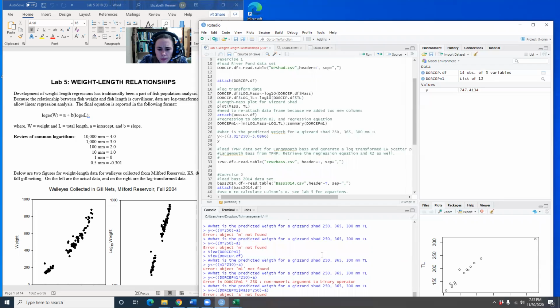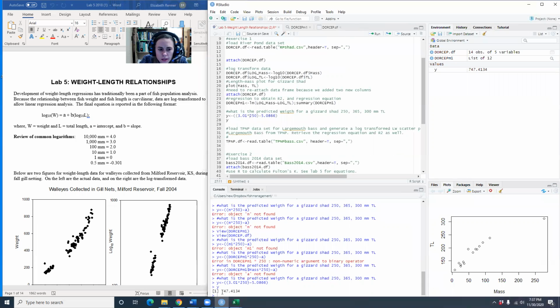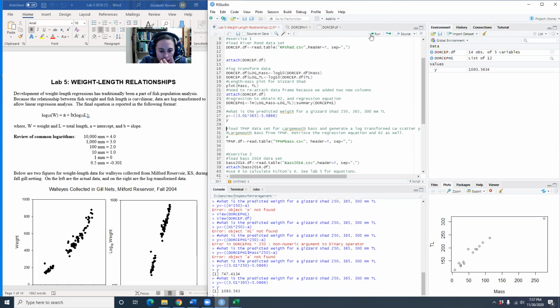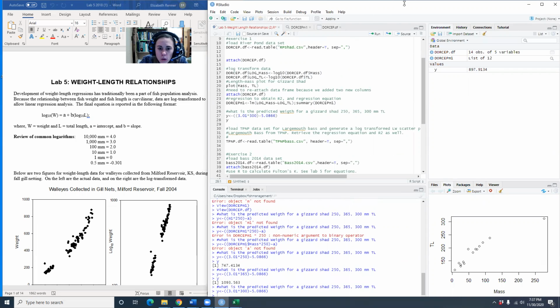We get y. Predict a is not bound. What in the Sam Hill? Okay, so there's our y estimate. 747 millimeters is the predicted. What if we change it to 365? Now we run y, and it gets bigger. How about 300?